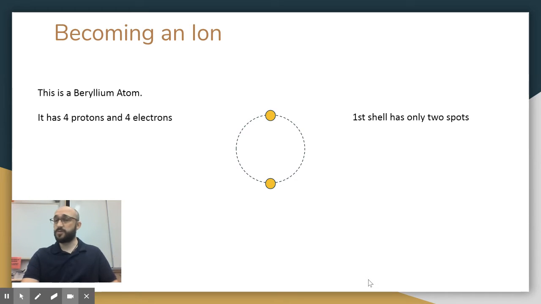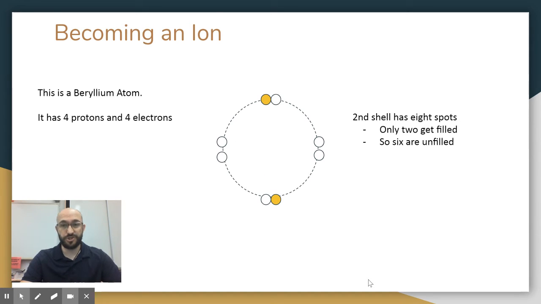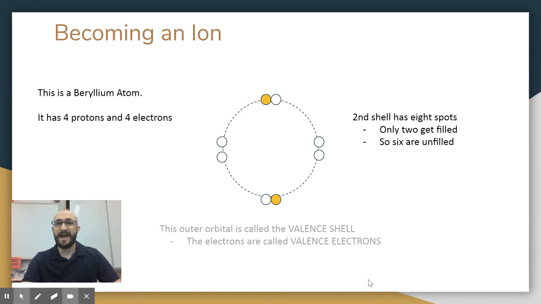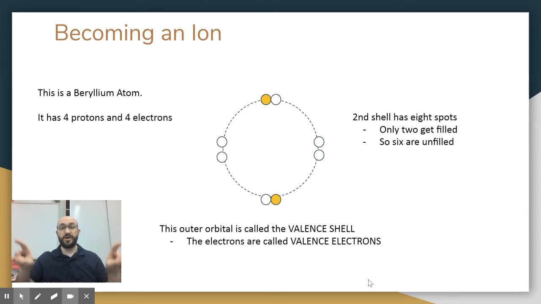So the remaining 2 electrons that I have, because I got 4, remember, gotta go into the second shell. But the second shell has 8 spots. Only 2 of them are filled. 6 are unfilled. This makes this atom unstable. And it's not particularly happy as it is, because it wants to have that outside shell, called a valence shell, be filled. So it does not want only 2 valence electrons. It wants 8 valence electrons.